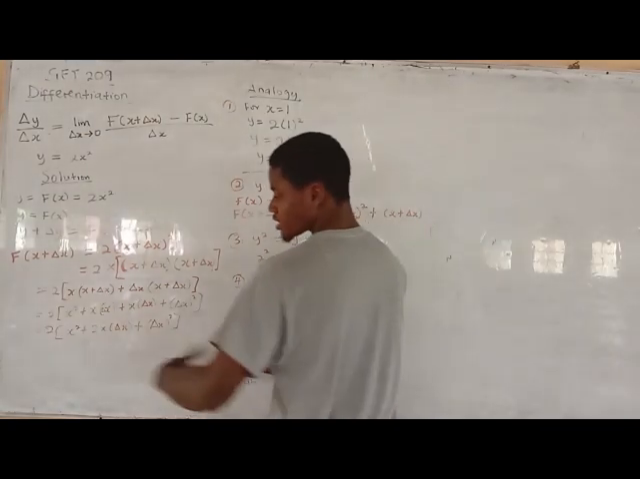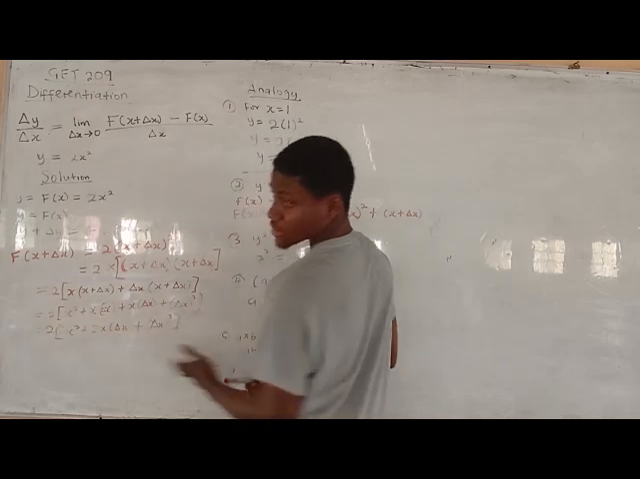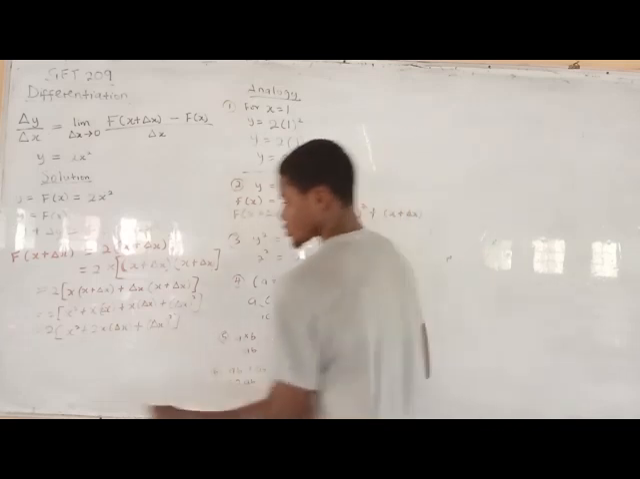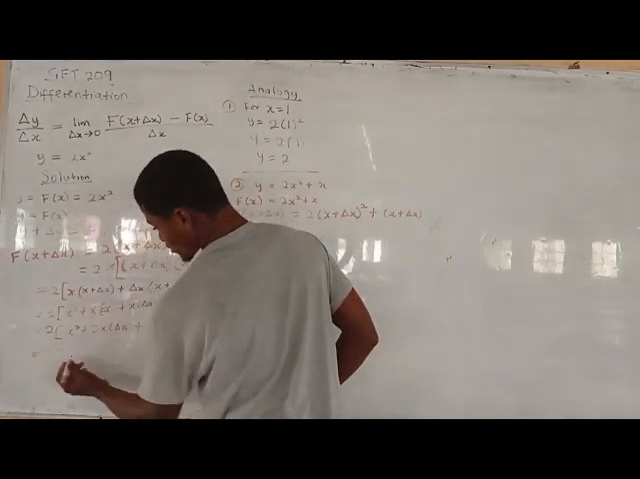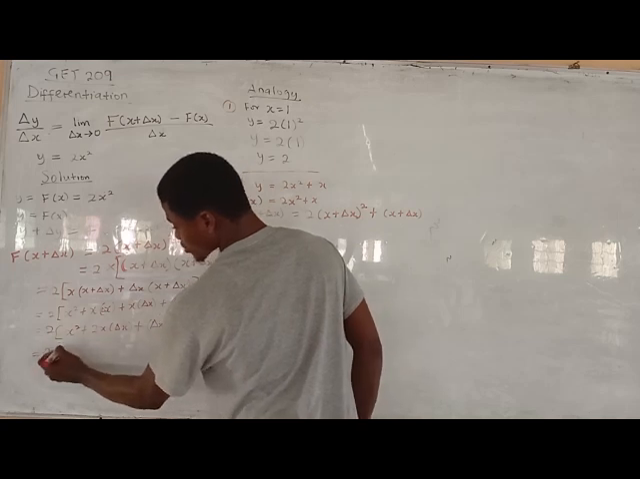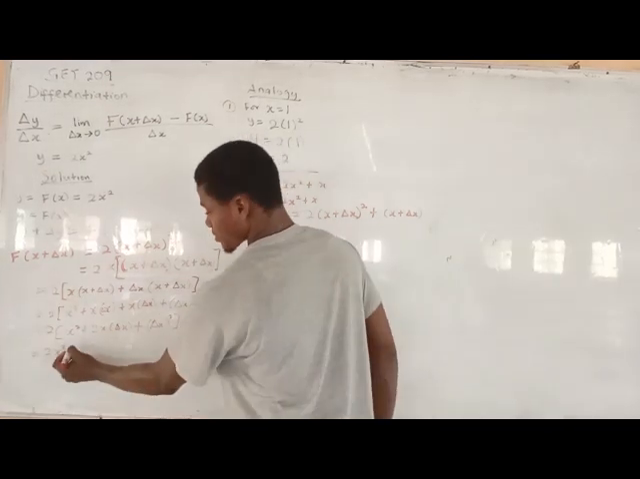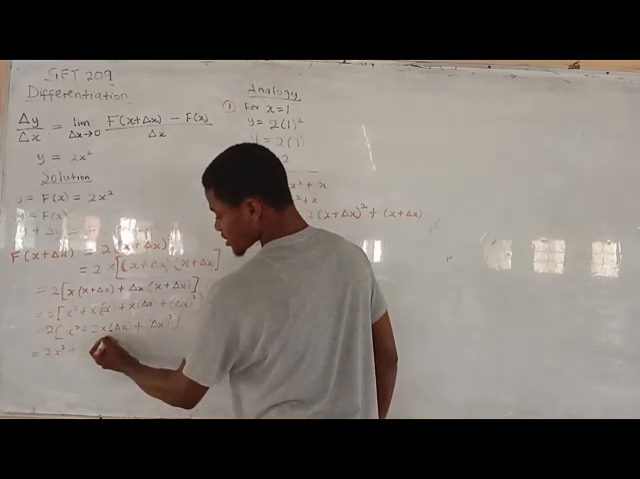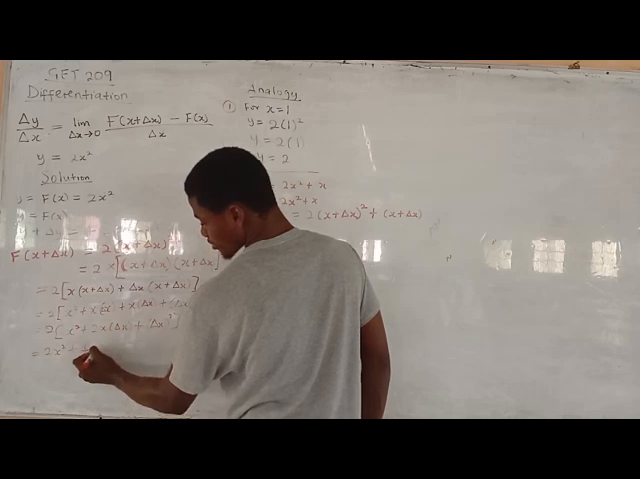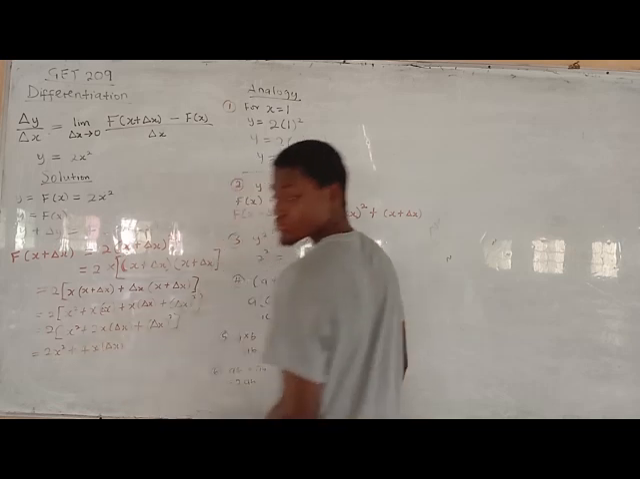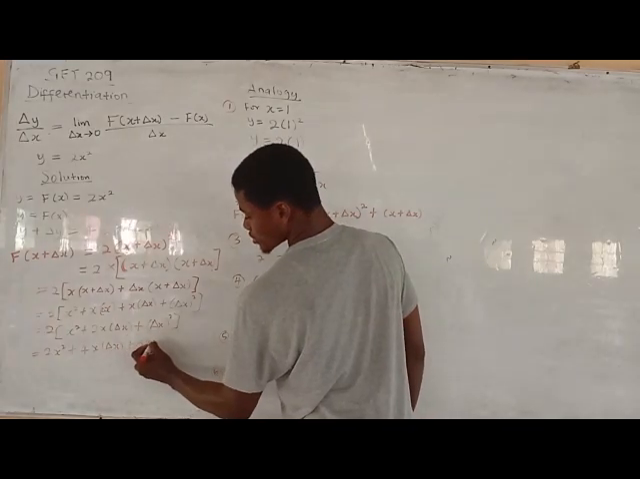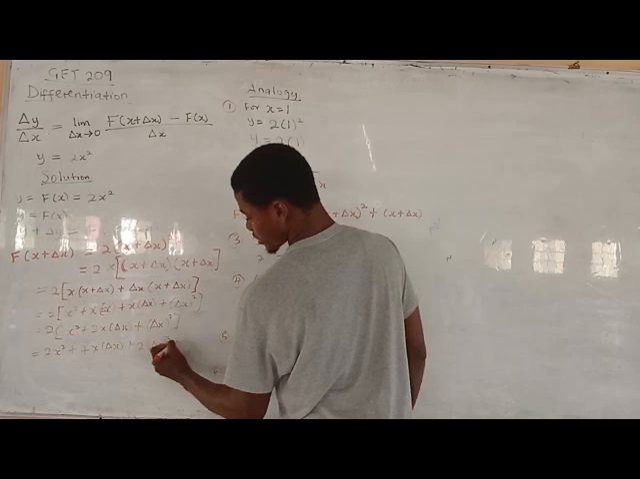Now don't forget, everything in this bracket, because this 2 is outside, it means everything that is inside this bracket must be multiplied by what? 2. So that's for this bracket to go, right? So you have 2 times x squared is what? 2x squared. Plus 2 times 2x change in x is what? 2 times 2 is what? 4. You repeat your x change in x. And 2 times this gives you 2 change in x square.